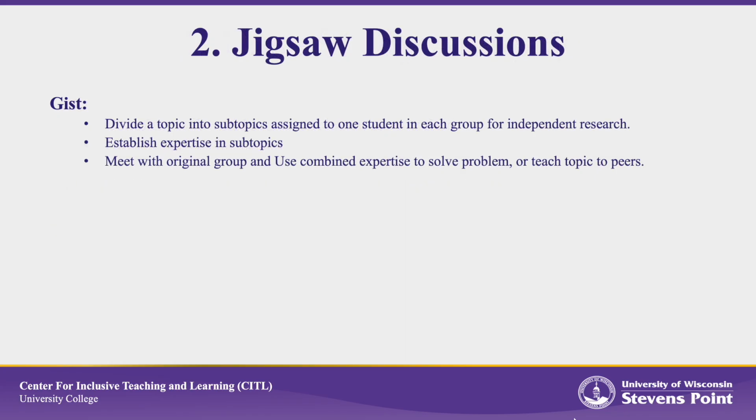Jigsaw discussions. In jigsaw discussions, the instructor divides a topic into subtopics. Each student is assigned one subtopic to study or research independently. Maybe you provide different readings for different subtopics. Students then meet with those in other groups who share their subtopic to discuss, share, and really become experts in that subtopic. Afterwards, students return to their original groups, and the group works with combined expertise to solve a novel problem or to teach their topics to other members of the group.